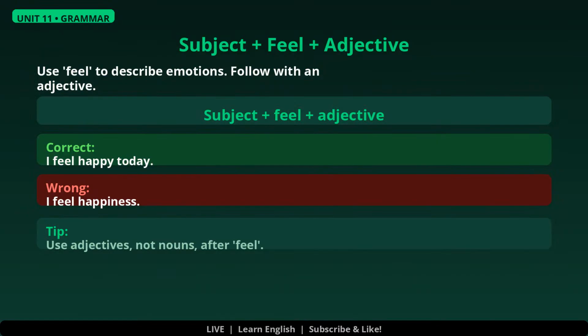Grammar tip for you. Subject plus feel plus adjective. Use feel to describe emotions. Follow with an adjective. For example, I feel happy today. A helpful tip. Use adjectives, not nouns, after feel.